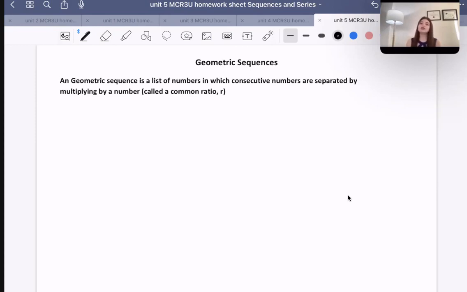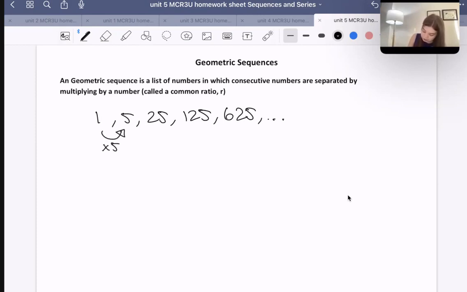A geometric sequence is the same, except instead of a common difference, we have a common ratio. The numbers are separated by multiplying by a number called the common ratio r. So I'm going to give you some examples. Let's say we have 1, 5, 25, 125, 625. This is an example because to get from 1 to 5, we multiply by 5, right? So our common ratio is 5.